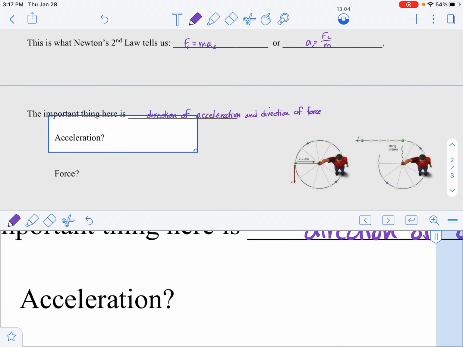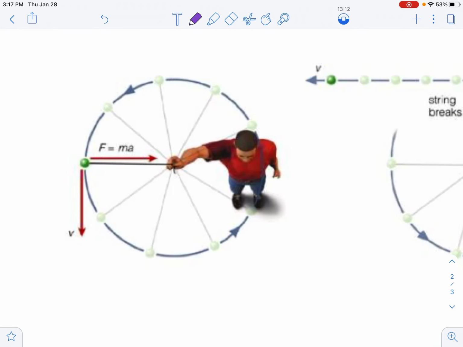Okay, so does this thing have acceleration? Well, yes, we know it does, right? Because the direction is changing. So let's take a look a little more closely at our second picture here.